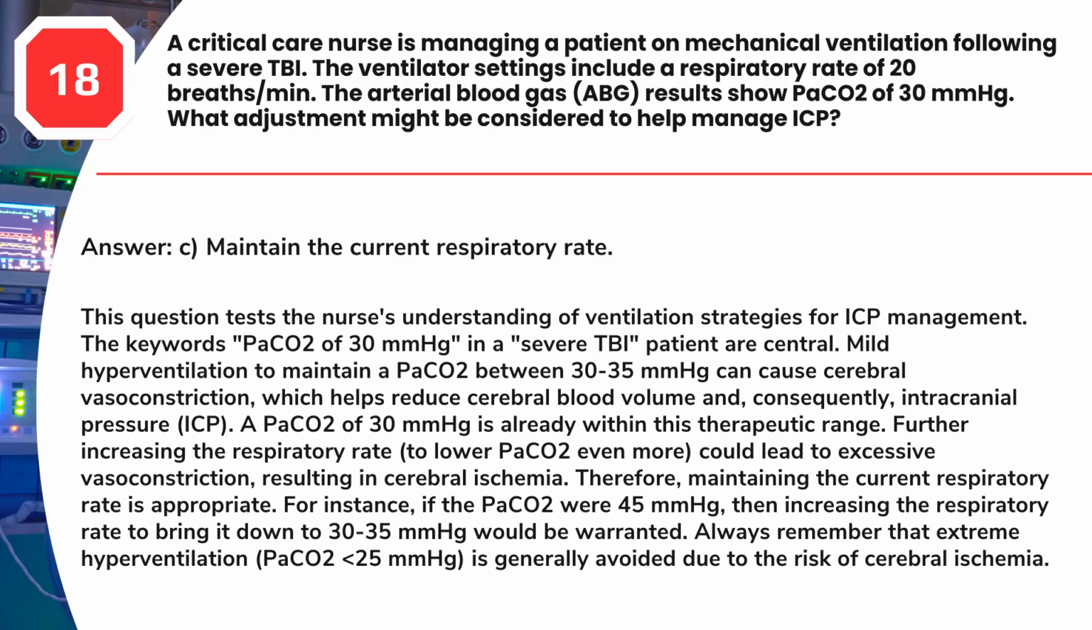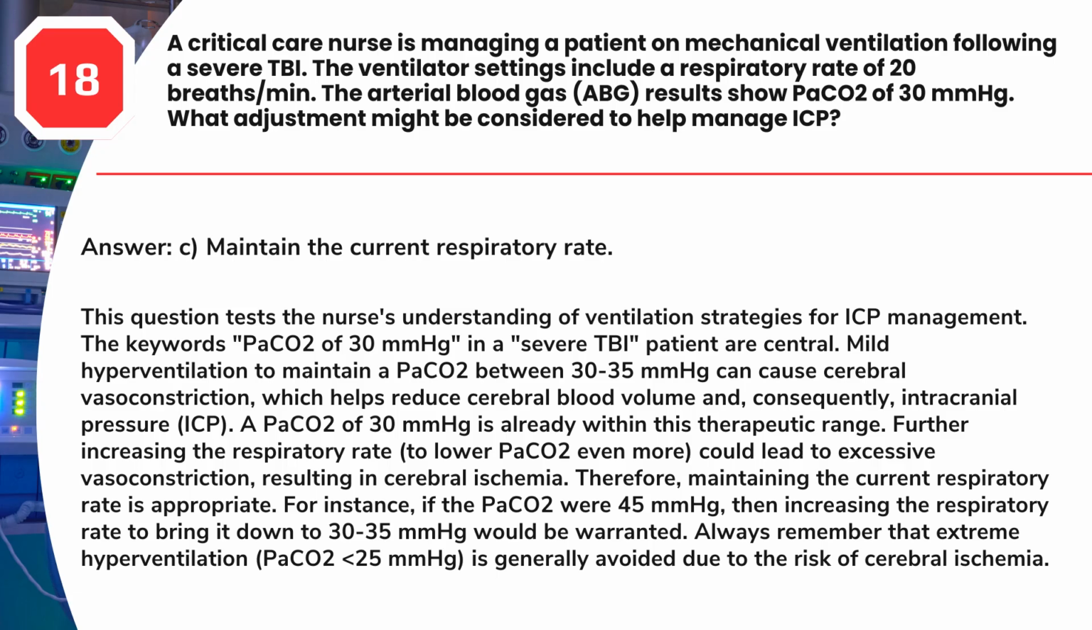Answer: C. Maintain the current respiratory rate. This question tests the nurse's understanding of ventilation strategies for ICP management. The keywords PaCO2 of 30 mm of mercury in a severe TBI patient are central. Mild hyperventilation to maintain a PaCO2 between 30 to 35 mm of mercury can cause cerebral vasoconstriction, which helps reduce cerebral blood volume and, consequently, intracranial pressure, ICP. A PaCO2 of 30 mm of mercury is already within this therapeutic range.